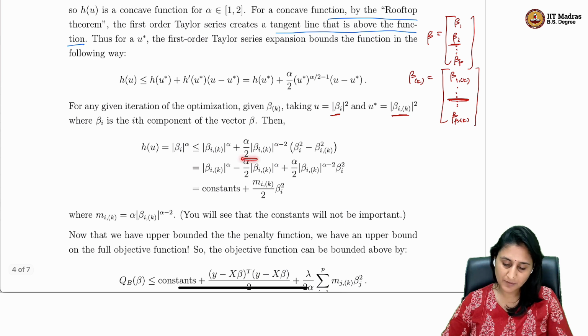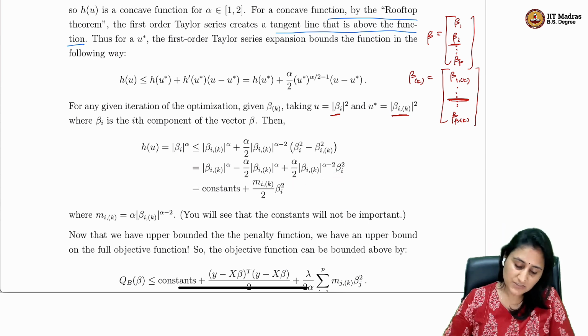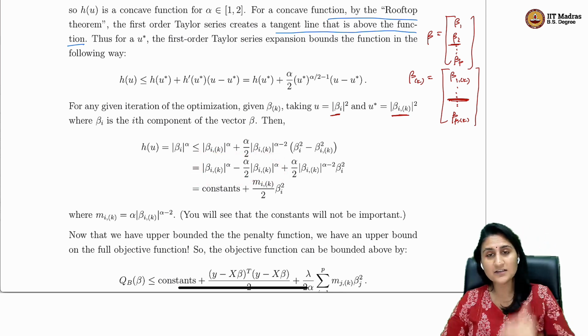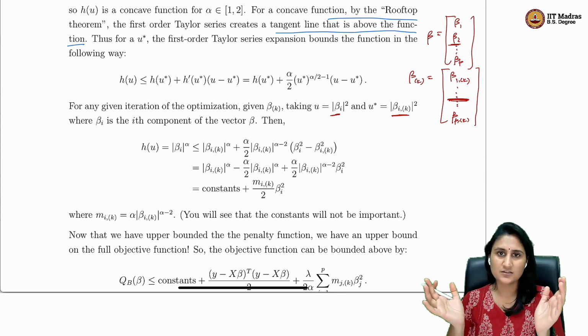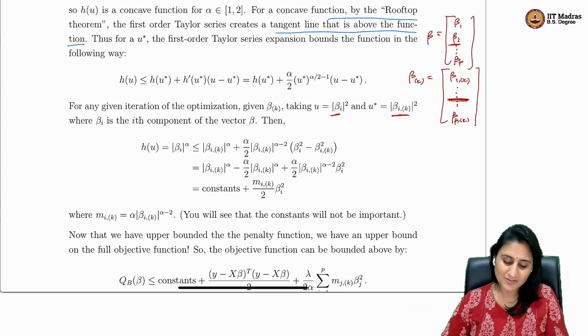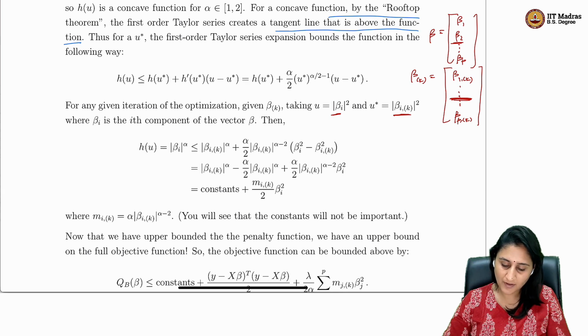Now, what I do is I can multiply this with this, so that the square combines over here. So that just gives me alpha by 2 beta i k to the power alpha minus 2. And I get a beta i squared separate, so I get beta i squared times this constant. What's interesting now is that these things are just dependent on beta i k, which is my current iteration, which I know is just a constant, right? It's not a function of the actual betas. So this is some constant, plus m i k by 2, where m i k I denote by this, right? Where m i k is alpha times beta i k to the power alpha minus 2.